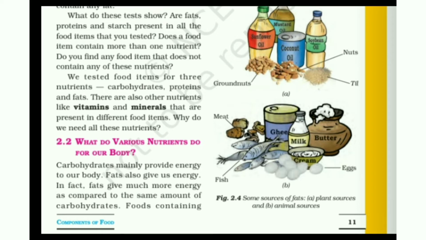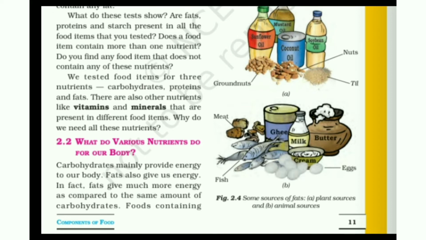So which are the energy giving foods? Carbohydrate and fat. Okay. We also find fat from fish, egg, milk, butter, ghee, cream, etc.